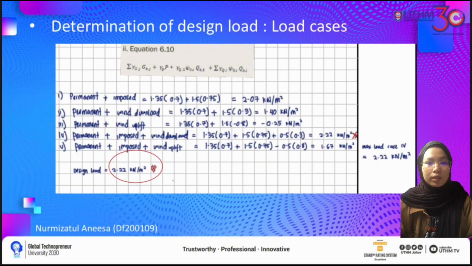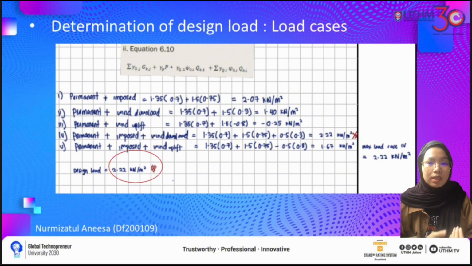Assalamualaikum warahmatullahi wabarakatuh. I am Nurmizatul Anisa Johami. My matric number is DF200109. For my part, first I will explain the determination of our design load, which is first by determining our load cases. For our truss design, we have 5 load cases using equation 6.10.